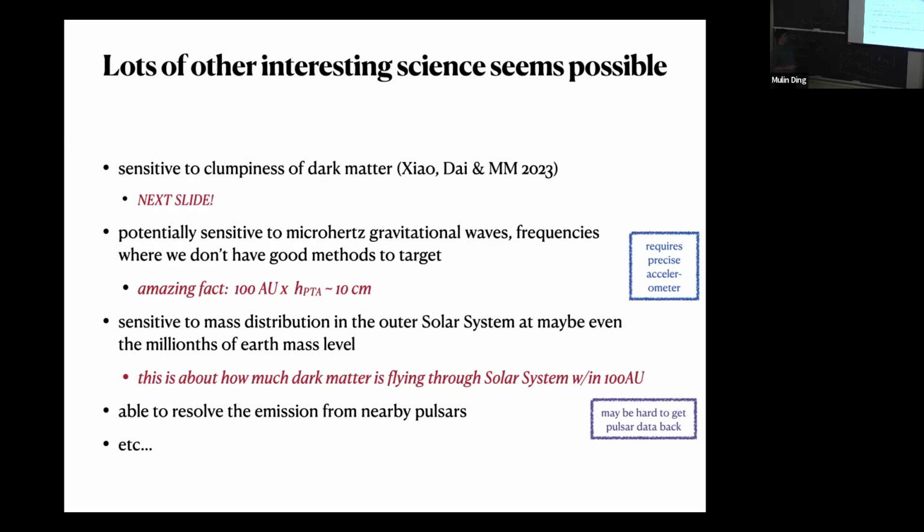We think it's sensitive to the mass distribution in the outer solar system, maybe even at the millionth of Earth mass level. A millionth of Earth mass is also actually how much dark matter is flying through the solar system within 100 AU at any given time.